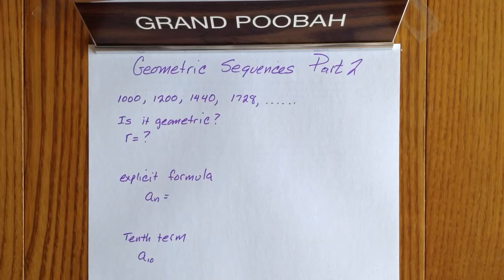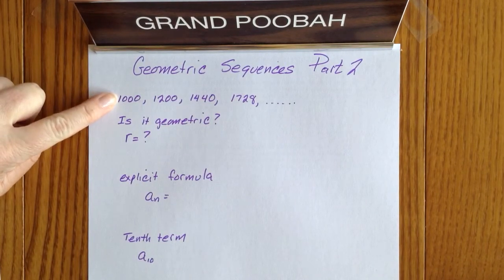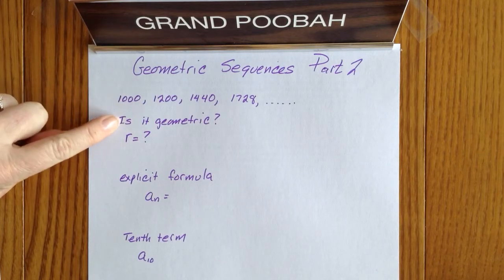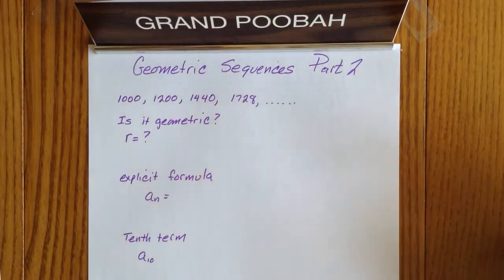Here we are, and I have given you a sequence: 1,000, 1,200, 1,440, and so on and so on. First thing we want to know, is it geometric? Now, unlike some of the previous examples, it's not as obvious that it's geometric.